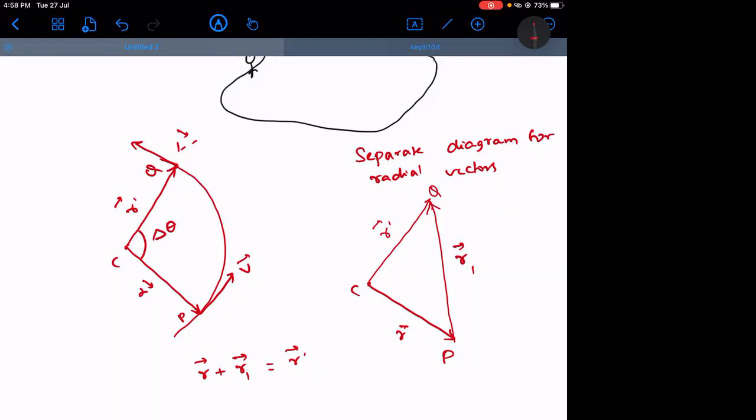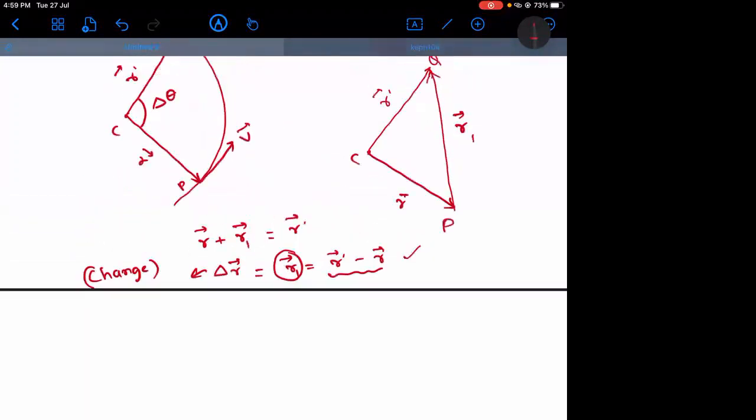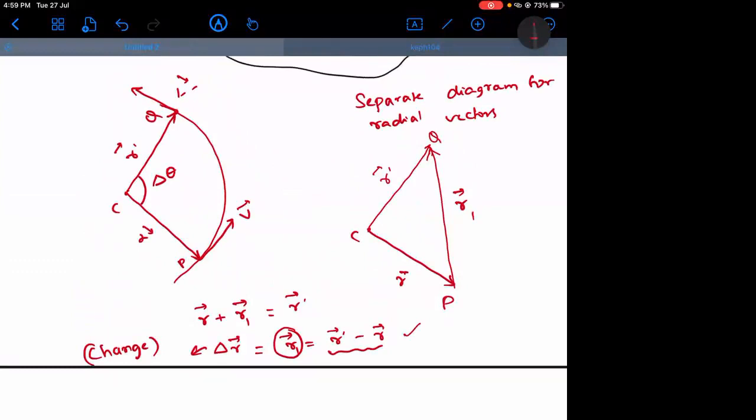So what does the triangle of vectors state? The sum of the two vectors taken in order is equal to the third vector taken in the reverse order. So then what is R1 vector, guys? Is it not R dash vector minus R vector? Then this R1 vector is what I will call delta R vector. So delta in physics means change. Okay. So delta R vector is equal to R dash vector minus R vector. Is there any doubt till here?